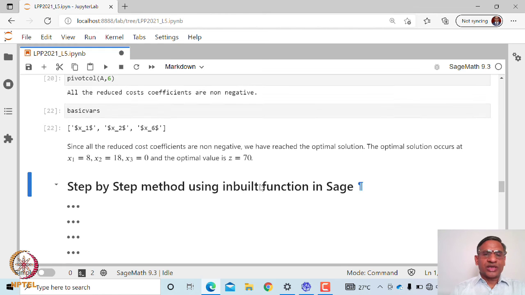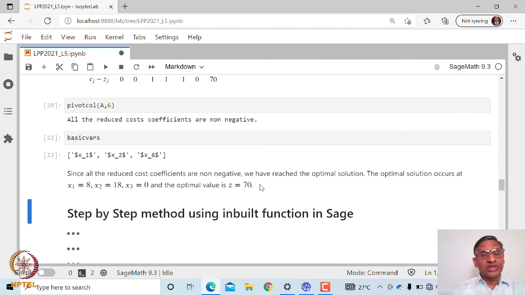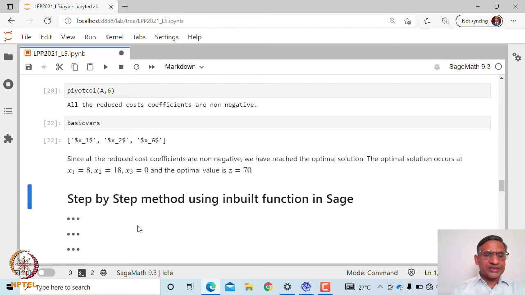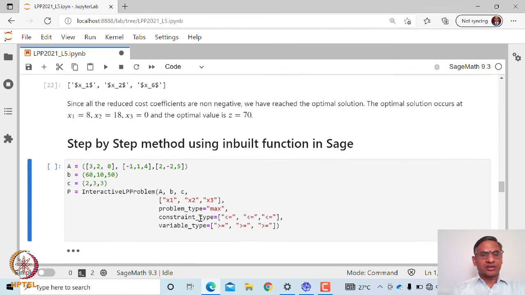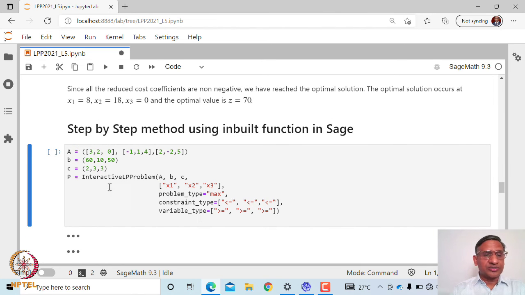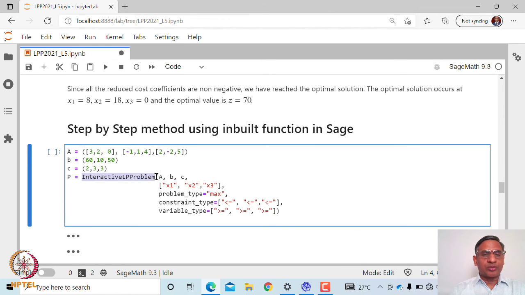So at present, what we have done is we have created our own user defined functions to do each step in the simplex algorithm, which is how to decide the incoming variable, how to decide the outgoing variable, and then how to pivot. So all these three user defined functions we have used. But Sage also has another inbuilt function which is called InteractiveLPProblem, which we also used in the case of 2 variables. Now let us again use this in the case of a 3 variable problem.